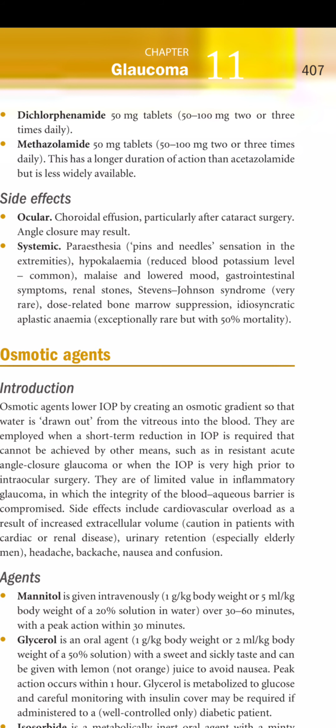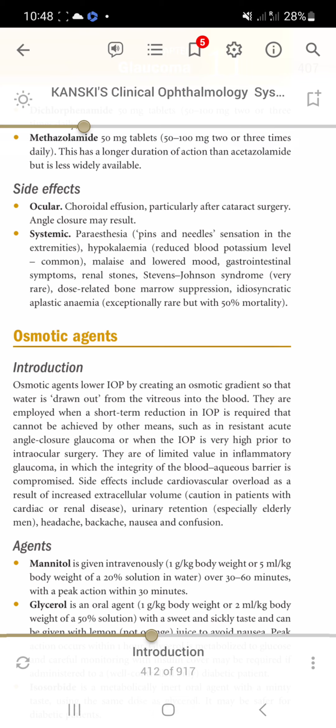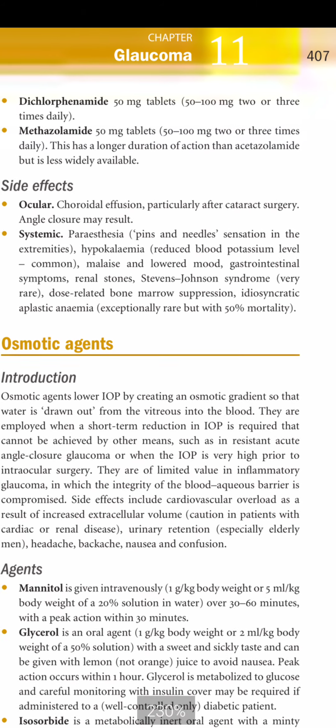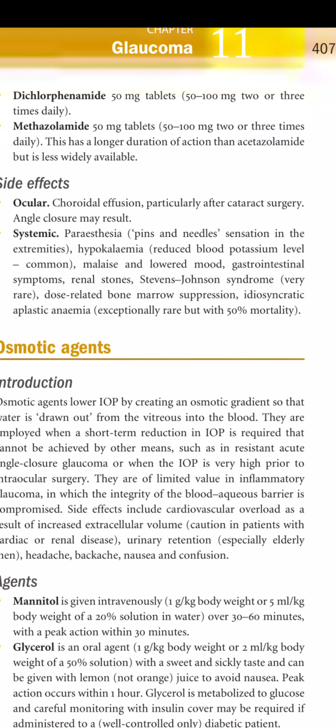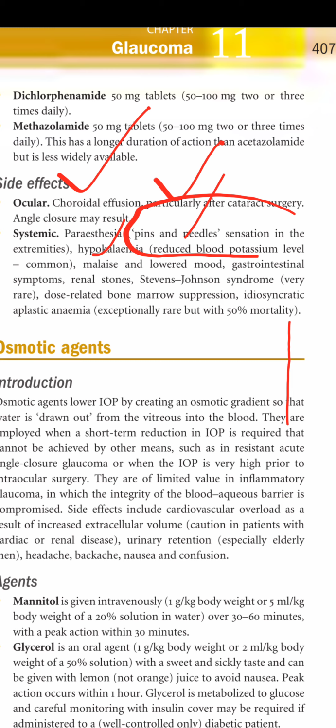Side effects: there are ocular side effects and systemic side effects. Ocular side effects are choroidal effusion, particularly after cataract surgery, where angle closure may result. Systemic side effects are paresthesia, a pins and needles sensation in the extremities. There can be hypokalemia, reduced blood potassium level. There can be malaise, lower mood, gastrointestinal symptoms, renal stones, and Stevens-Johnson syndrome, very rare. Dose-related bone marrow suppression and idiosyncratic aplastic anemia, exceptionally rare but with 50% mortality.